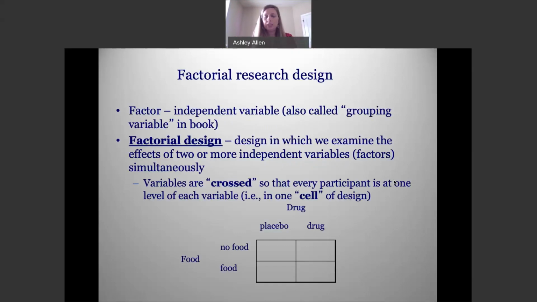Okay, so the very first thing is that we talked about this in class. Factor is also known as an independent variable. In the book, it might even call it a grouping variable, but it's basically when we think of cause and effect or cause and outcome, it's our cause. So in a factorial design, we actually have two or more independent variables. This makes it different than a one-way ANOVA, okay? Because in the one-way ANOVA, you just have one independent variable.